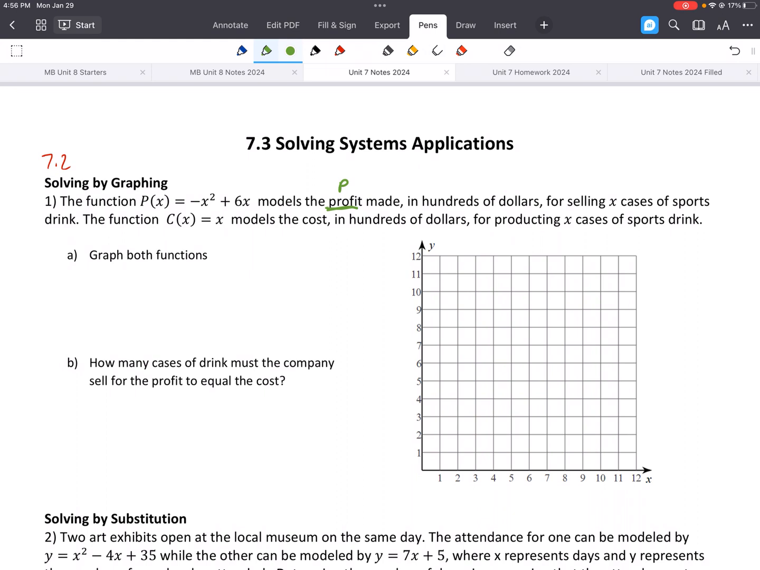It says the function c of x equals x models the cost in hundreds of dollars for producing x cases of sports drink. So yeah, it's great to sell product, but it also costs money to make it. So the cost is that second equation. Part A says graph both functions.